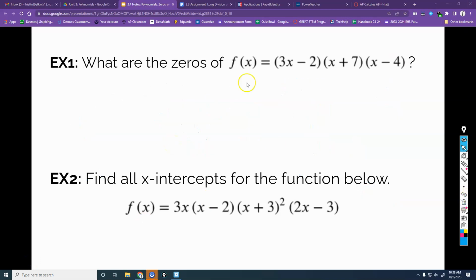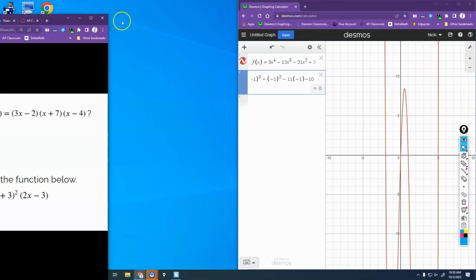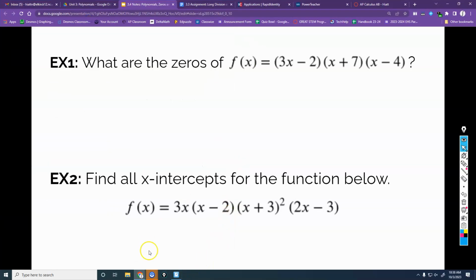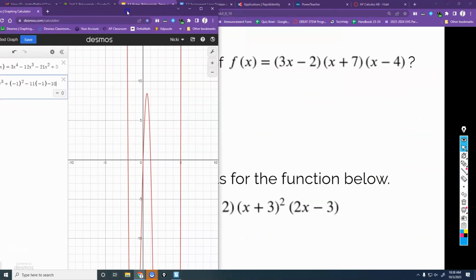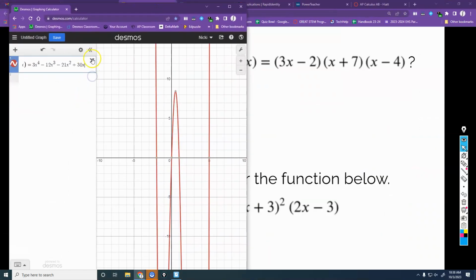Okay, so all right. So if I'm asked what are the zeros of f of x equals 3x minus 2, x plus 7, x minus 4, I can type this into Desmos and look for the zeros, right? It's not that hard to do. So let's just do it real quick. Actually, let's do it this way. Put extra Desmos over here. So let's just type that in real quick.